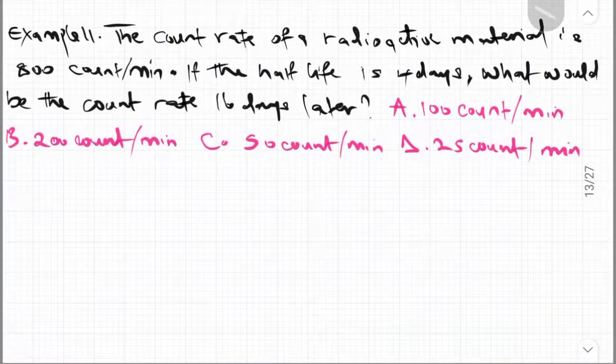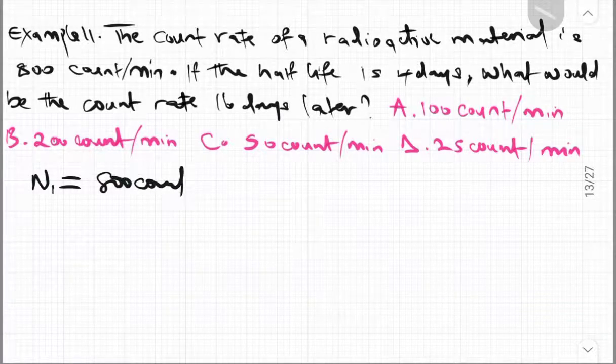Now we are having count rate in this case. They say the count rate of a radioactive material is 800 counts per minute. If the half-life is 4 days, what would be the count rate in 16 days? Irrespective of whether you see count rates or amount of atoms, you could still use the same formula. So the initial count rate is going to be 800 counts per minute, and you have to find the final count rate.